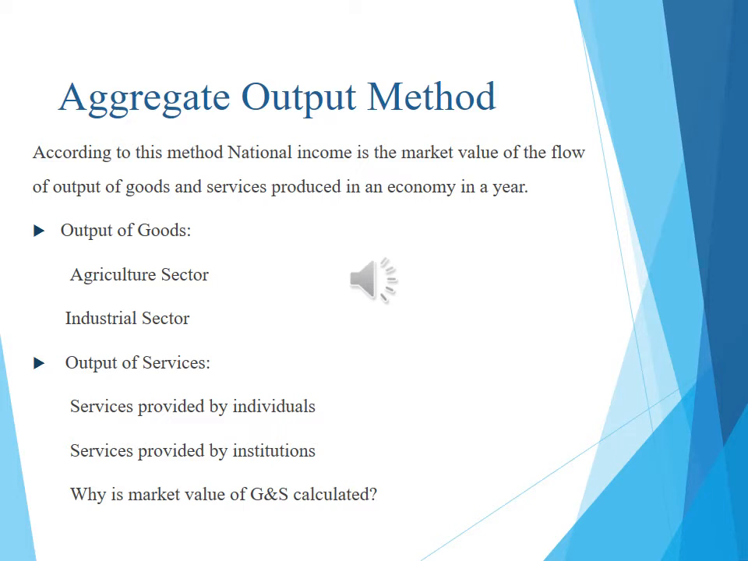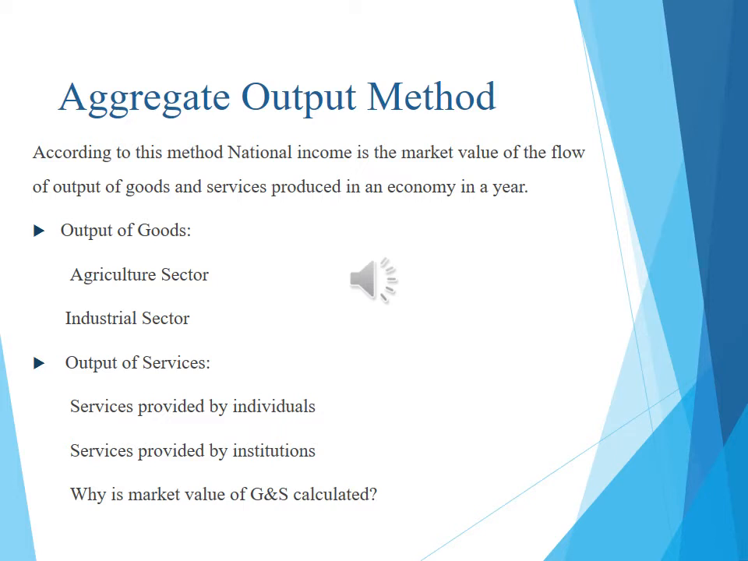So it means under the method of aggregate output, we count all the goods and services produced in a period of 1 year. Under the category of goods, we measure the output of different economic sectors, for example, the agriculture sector and the industrial sector. In the agriculture sector, we count the output of different crops, wheat, rice, and in the industrial sector, we count the output of different manufactured goods, for example, computers, cars, watches.